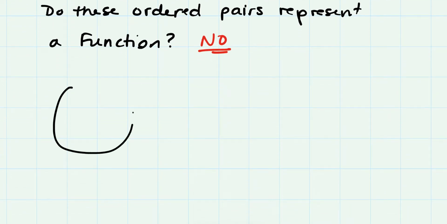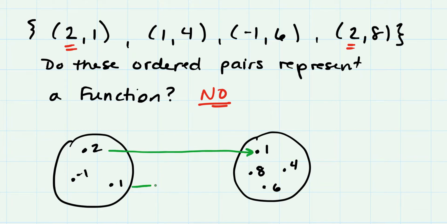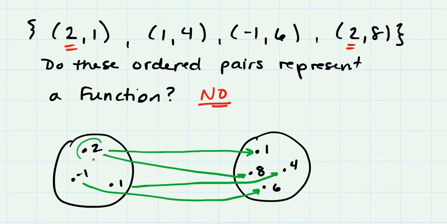Again, if we draw a picture, we put all the x-coordinates in the domain, so 2, -1, and 1. And then we put all of the y-coordinates in the range, so 1, 4, 6, and 8. You'll see that we have 2 being sent to 1, 1 being sent to 4, -1 being sent to 6, and 2 being sent to 8. So this number 2 is being sent to 2 numbers in the range. And remember, every number in the domain has to be sent to exactly one element in the range. So whenever you repeat x-coordinates, then it's not a function.